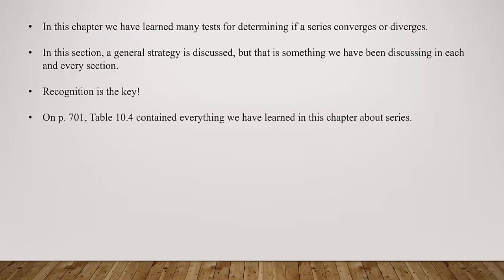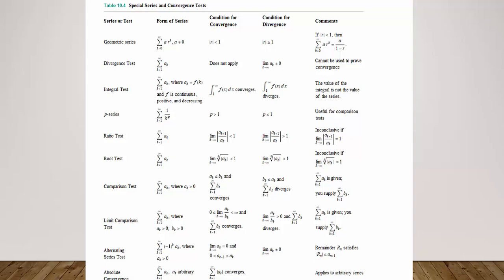Now, in your book on page 701, table 10.4, it contains everything we have learned in this chapter about series. And here's what it looks like. It's a big table. And let's see, there's 1, 2, 3, 4, 5, 6, 7, 8, 9, 10 different things listed here that we've learned. The one thing that isn't listed in this table, which I don't know why, is telescoping series. But this is everything that we've learned. I would point out, we've learned all of this throughout the chapter on a section by section basis.